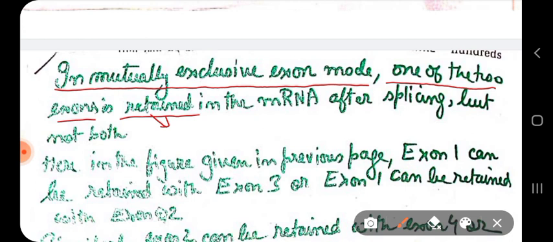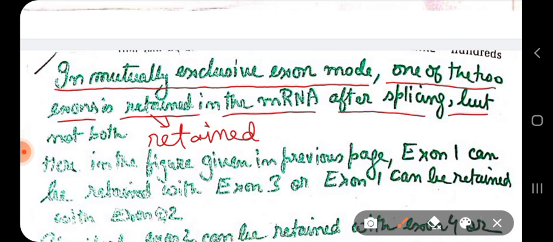Here the word is not able to justify. It is saying retained. So it is saying that in mutually exclusive exons, one of the two exons is retained in the mRNA after splicing, but not both. So in mutually exclusive exons, one of the two exons will be retained in the mRNA, not both. Both of them will not remain in the mRNA.